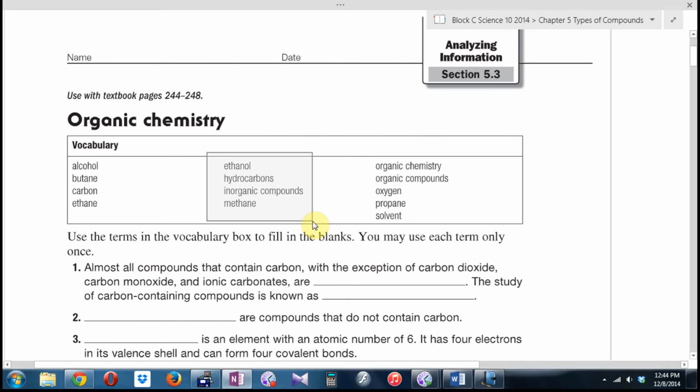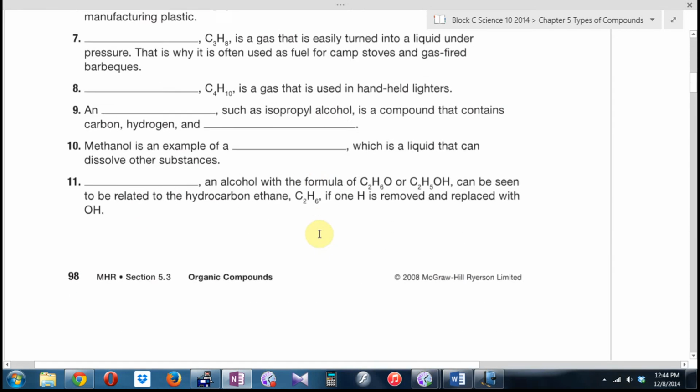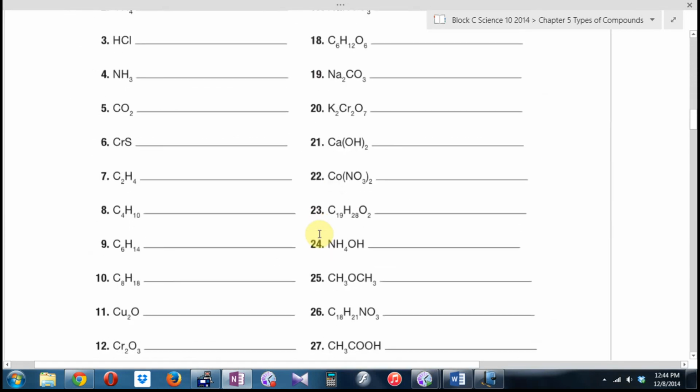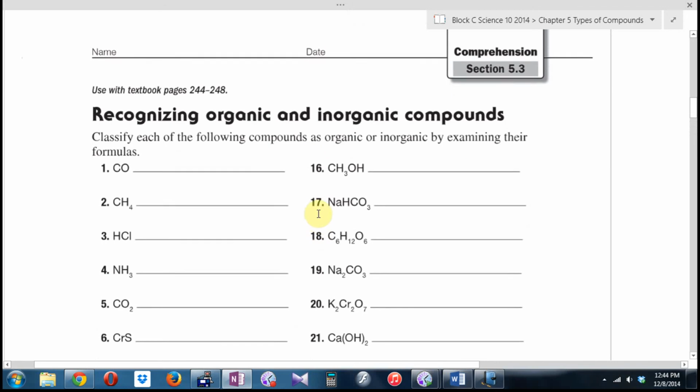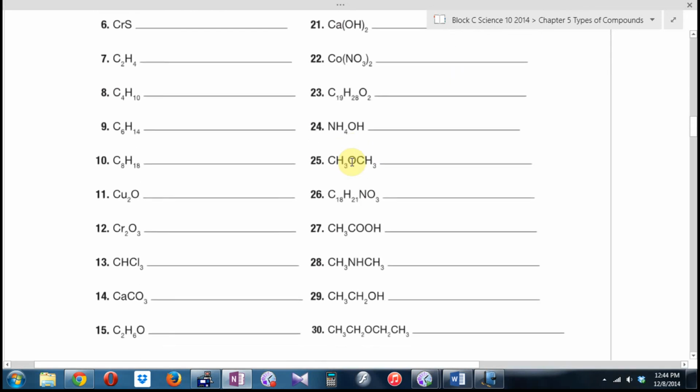The photocopier, for some reason, was doing weird stuff. You can read those okay? Are there any of the questions that you can't read? I'll show you them and you can fill them in, but I think they're legible, just barely. What about on the next couple of pages? This one here, recognizing organic and inorganic compounds, absolutely there will be questions like this on your test and on multiple choice. Should go pretty quick.